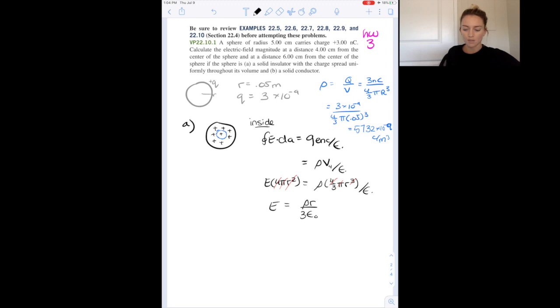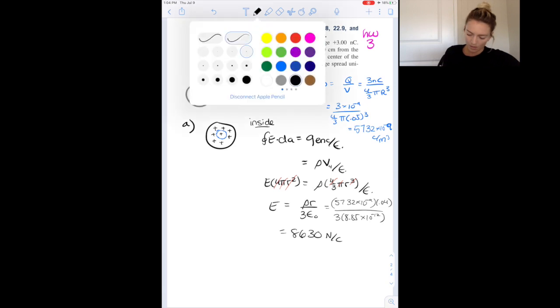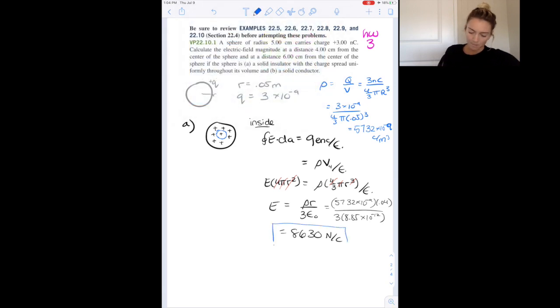Our electric field inside the sphere will always be given by this. So now all we have to do is plug in our numbers, so 5.7 3 2 times 10 to the negative 9 for the rho, and then r is 4 centimeters, so it's 0.04, and then divide by 3 times epsilon naught, and that comes out to 8,630 newtons per coulomb. So that's the answer for part A. So again, this is just the electric field inside a uniformly charged sphere.